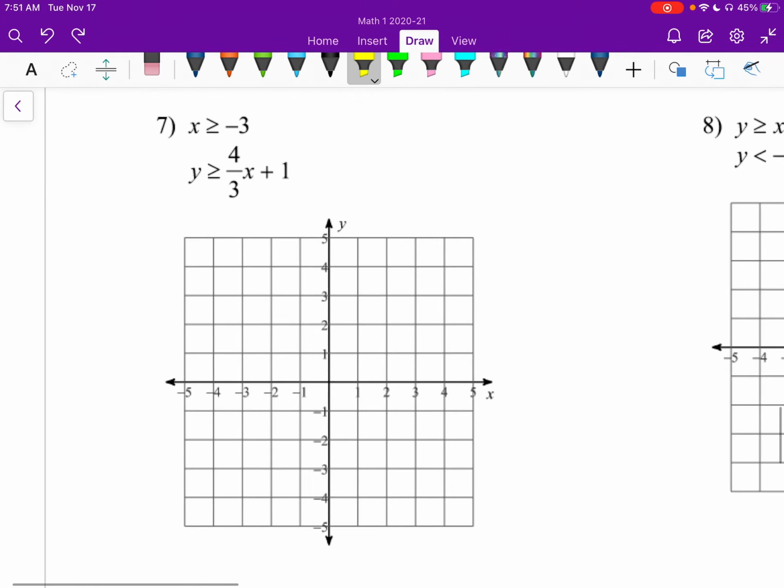Moving on to number 7. X is greater than negative 3. That is a vertical line at the point negative 3, and it's going to be a solid line. Now for x is greater than negative 3, I could plug in 0, 0. That would give me 0 is greater than negative 3, which is a true statement. So I'm going to shade towards 0.